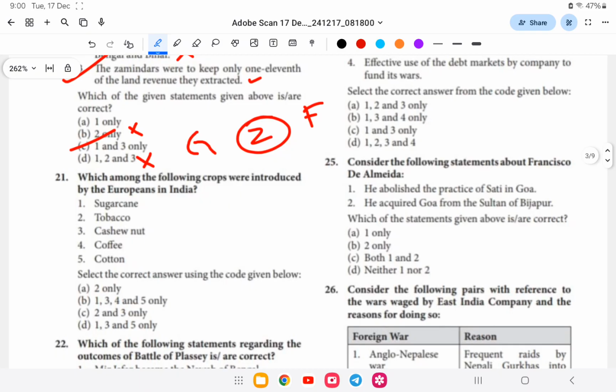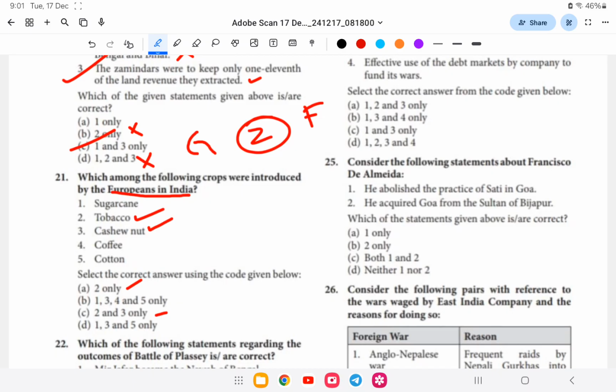Which of the following crops were introduced by the Europeans in India? So we know that tobacco was introduced by the Portuguese. That means it is A or C. Tobacco was introduced by the Portuguese. And also cashew nut. Cashew nut is not indigenous to India. It was introduced by the Portuguese.